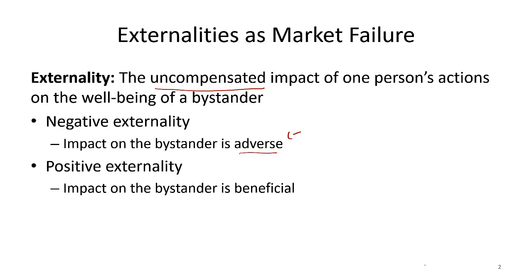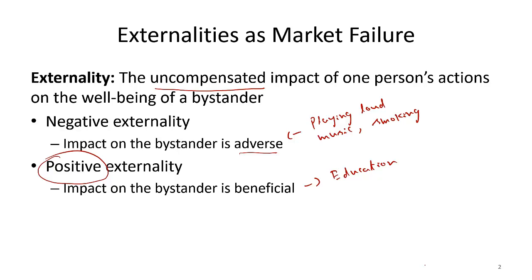This could be playing loud music, smoking. All these things can have unintended consequences on somebody else. On the other hand, there's something called a positive externality. Positive externality means that my actions have positive benefits on somebody else. And a good example is education. Now, clearly education helps you, but it also helps society at large.